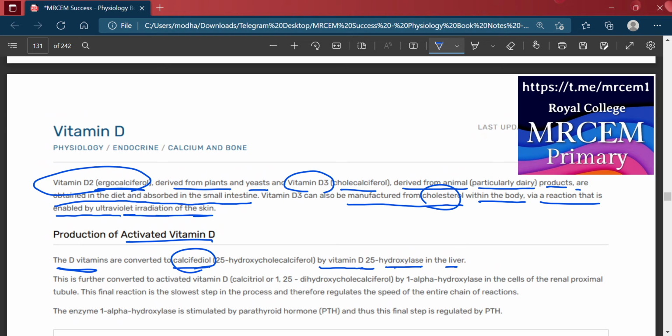This is further converted to the activated vitamin D by 1 alpha hydroxylase in the cells of the renal proximal tubule. This final reaction is the slowest step in the process and therefore regulates the speed of the entire chain of reactions.